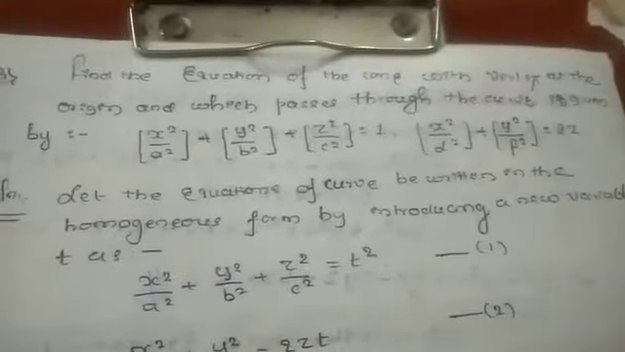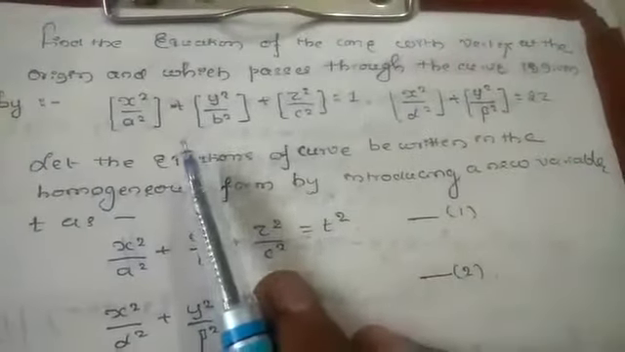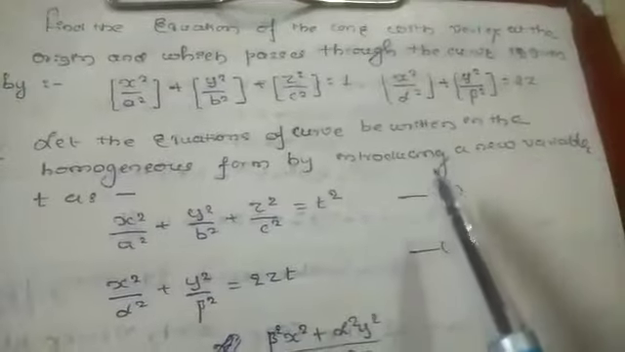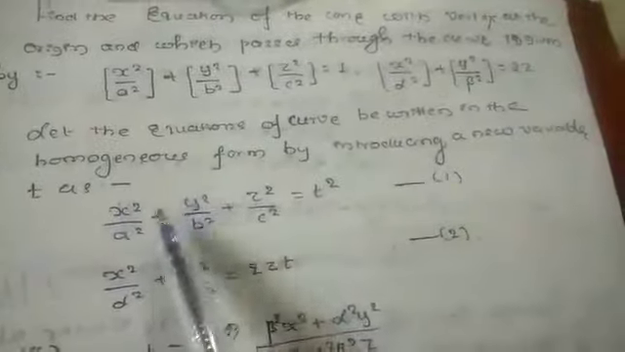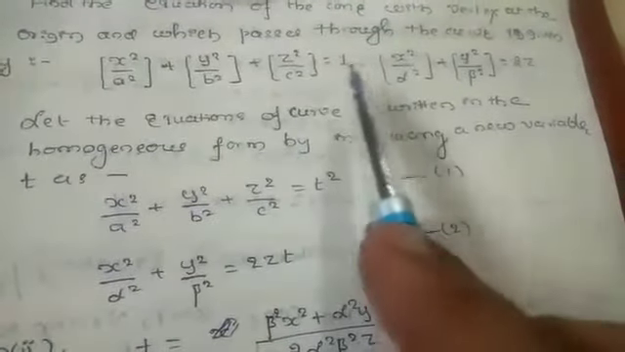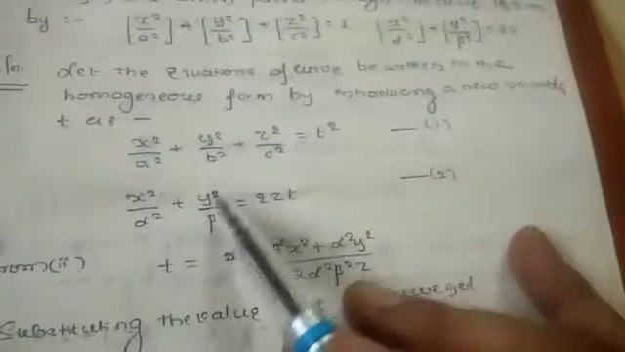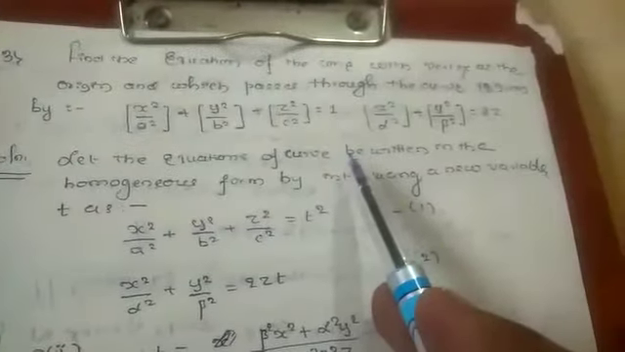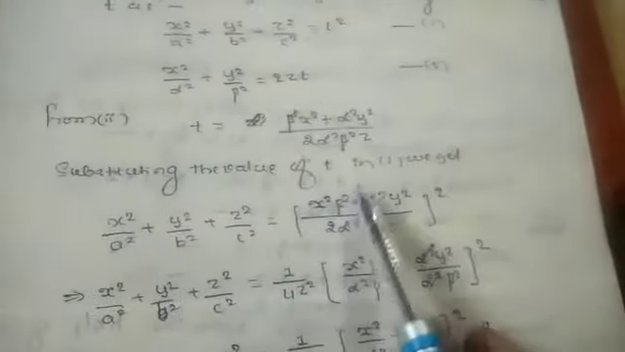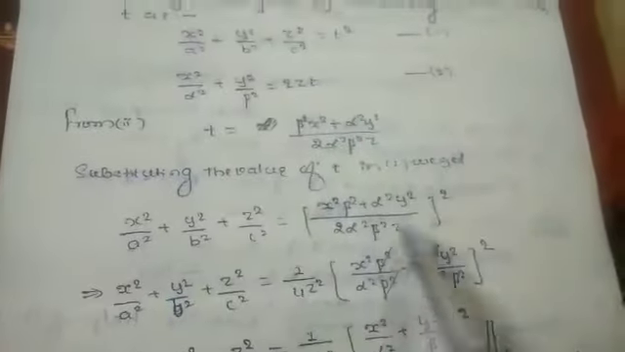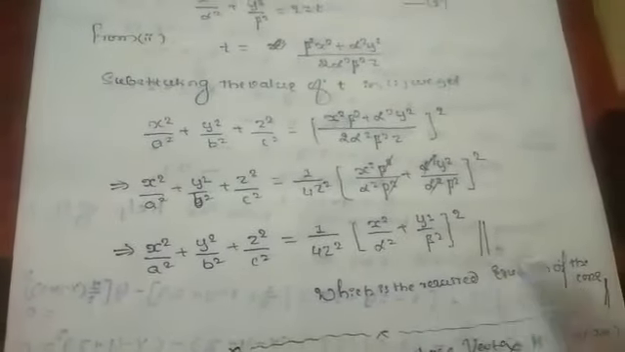Next one: find the equation of the cone whose vertex is at the origin and which passes through the curve. That is given like this, call it equations 1 and 2. Here we write equations 1 and 2 by introducing a new variable t. It is of degree 2, so we can write t² in place of 1, and here also 2zt is there, of degree 2, since the given equation should be homogeneous. Consider the t value from equation 2 and substitute it in equation 1, in t². The terms get cancelled and we get the remaining, which is the required equation of the cone.